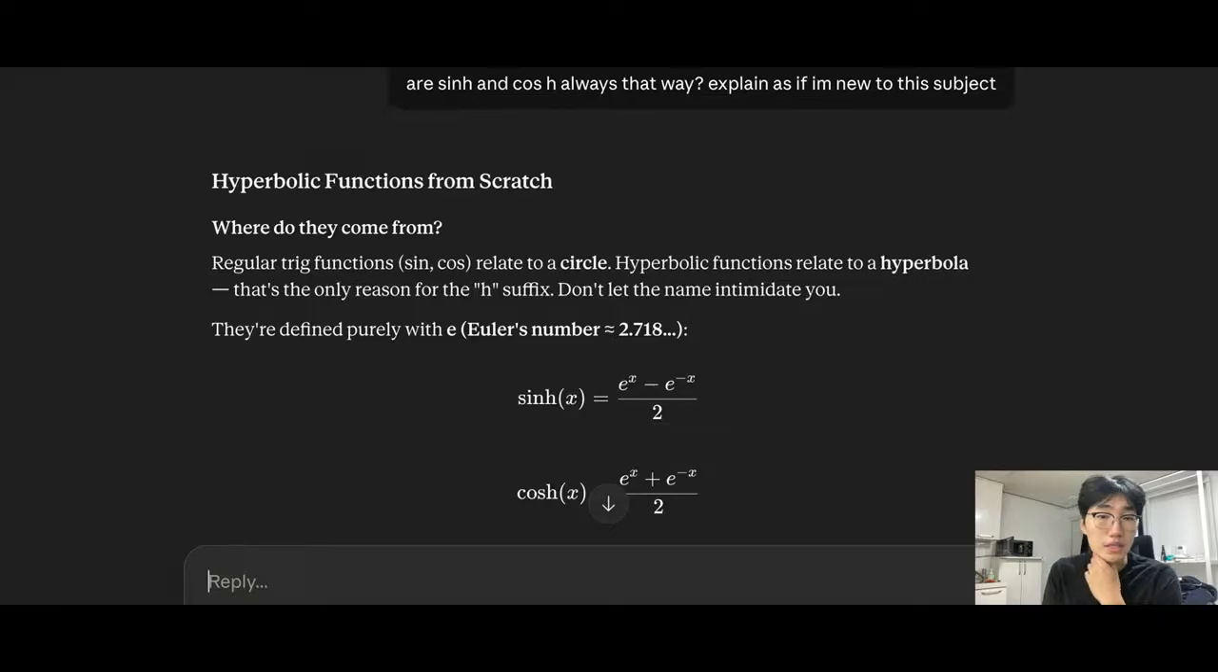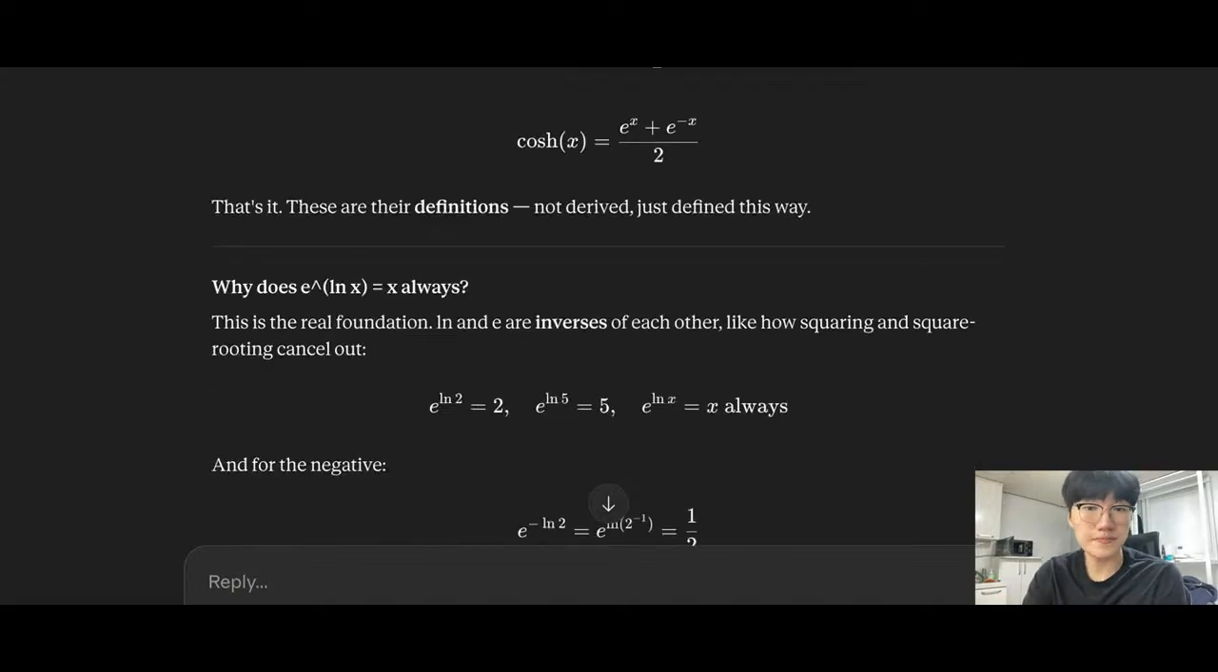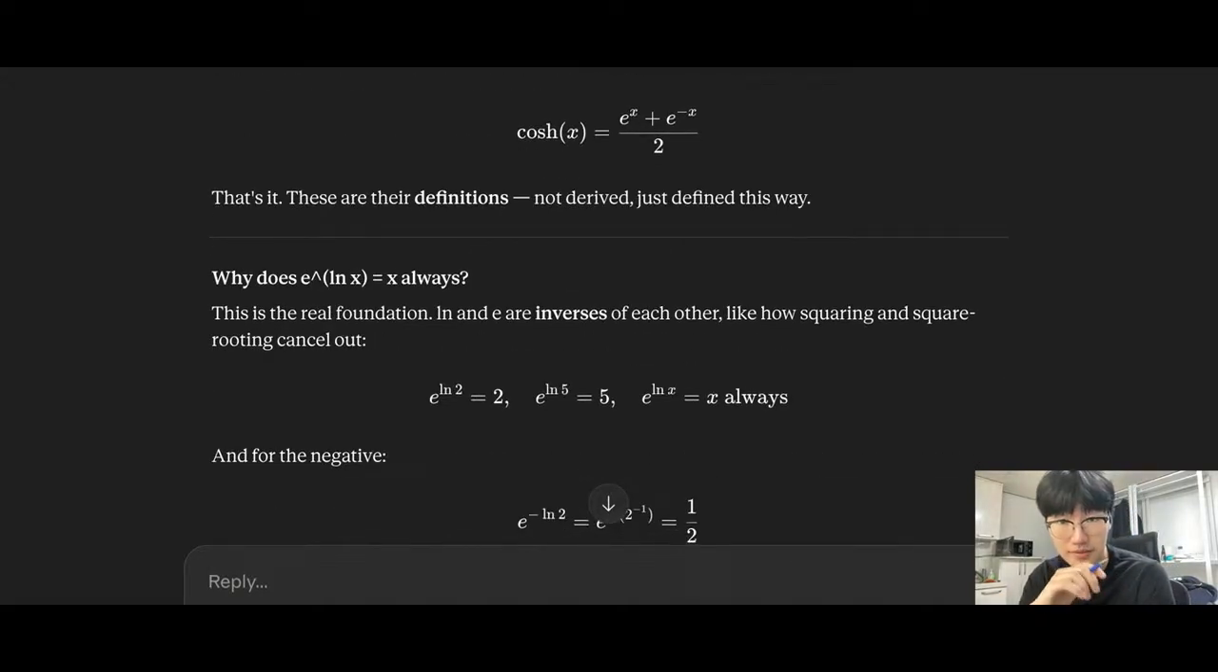They're defined purely with e, Euler's number, 2.718 and so on. So sinh x, sine hyperbola x, equals e^x minus e^(-x), over 2. Cosh x, cosine hyperbola, equals e^x plus e^(-x), over 2. That's it. These are the definitions, not derived, just defined this way.